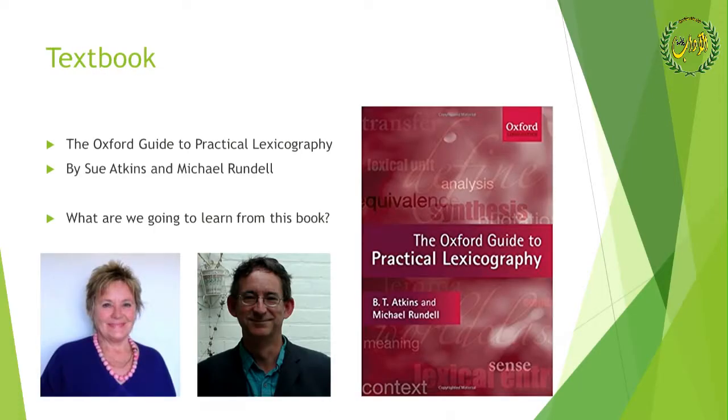The textbook that we have and that we are going to study is the Oxford Guide to Practical Lexicography by Sue Atkins and Michael Randall. You can see their pictures there. These two British writers are actually lexicographers, and they have written a very important book in the subject. But what are we going to learn from this book? We are going to learn a lot of things that are related to dictionaries and the writing of dictionaries and how to classify them and how to get the best knowledge from them, how to use them, and how to learn new words from them.